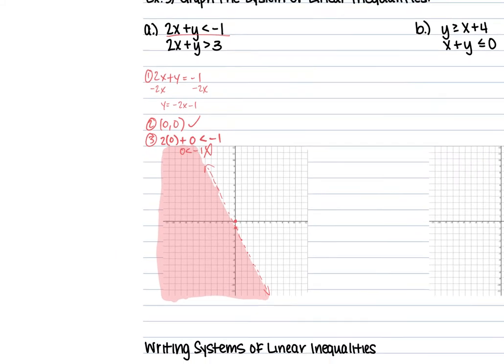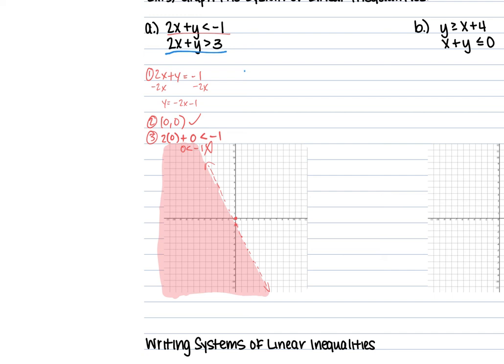Next one, we've got 2x plus y is greater than 3. Step number 1, you rewrite it. 2x plus y equals 3. You subtract 2x from both sides, minus 2x minus 2x. Y equals -2x plus 3. We start at +3. We go down 2 to the right 1, down 2 to the right 1, down 2 to the right 1. Okay? You're going to get another dotted line that looks like this. What do you notice about those two boundary lines? They're parallel. They do have the same slope.